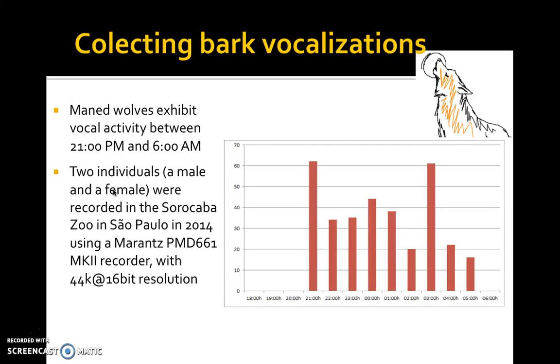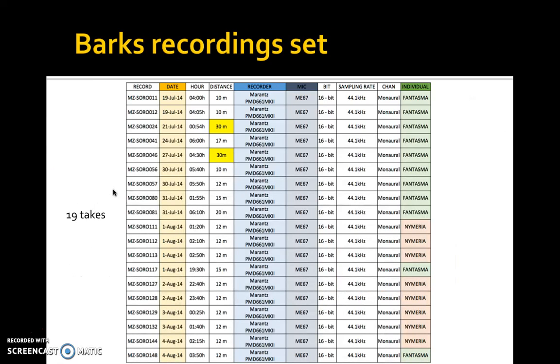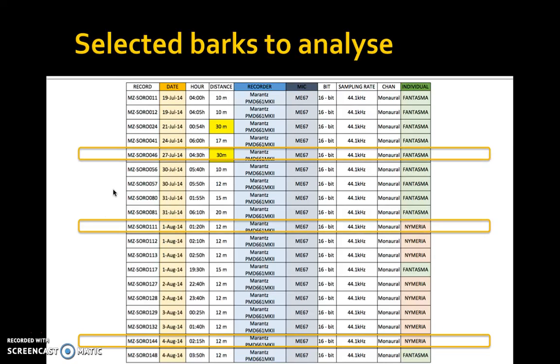Maned wolves exhibit vocal activity between 9 p.m. and 6 in the morning. Two individuals, a male and female, were recorded in the Sorocaba Zoo in São Paulo in 2014. 19 takes of recordings were done. From these, we took 3 barks to analyze and show the experimental part.